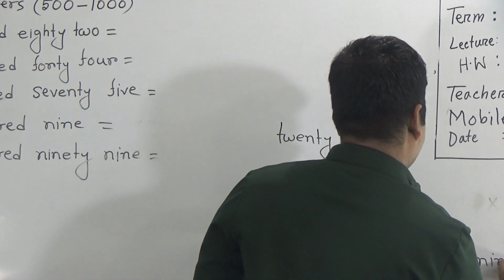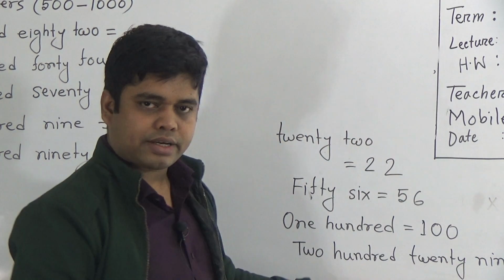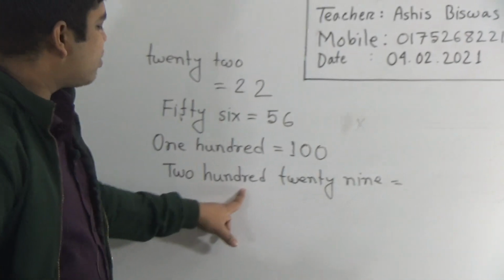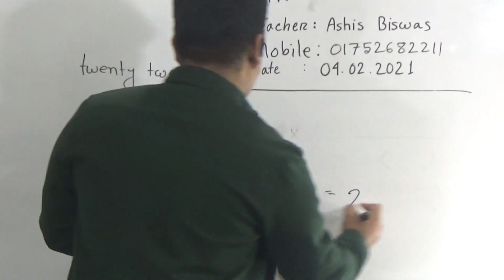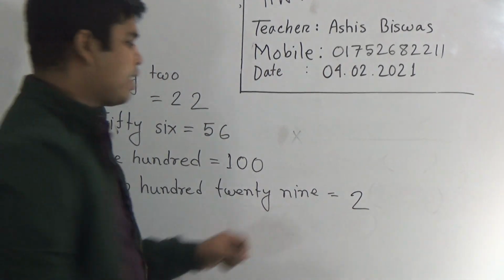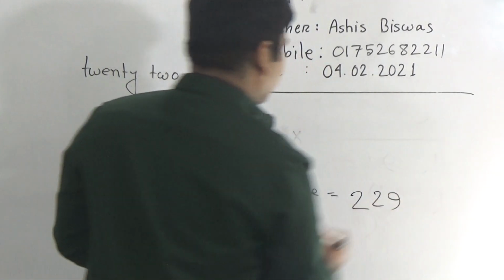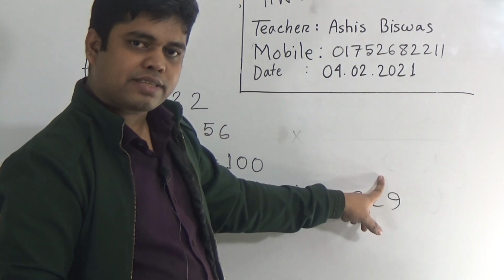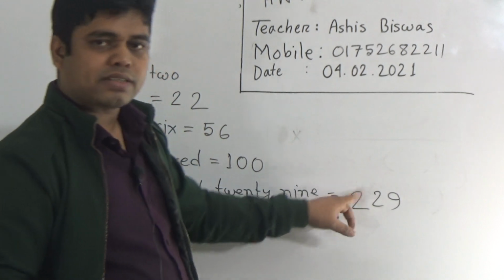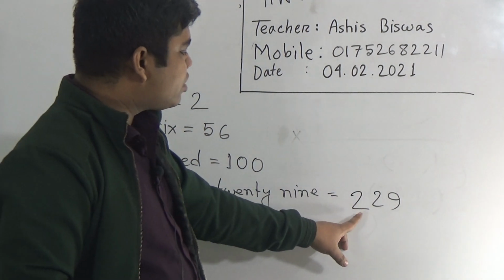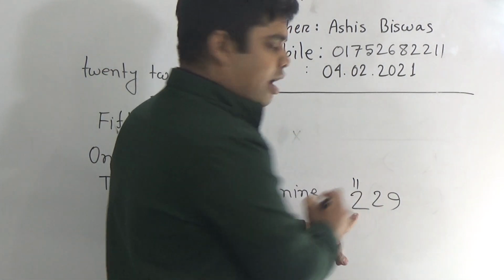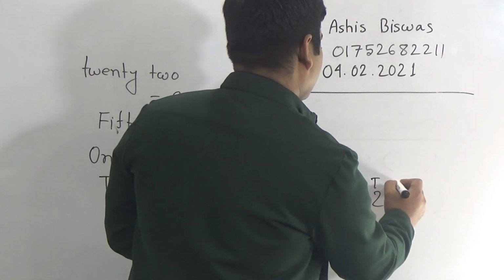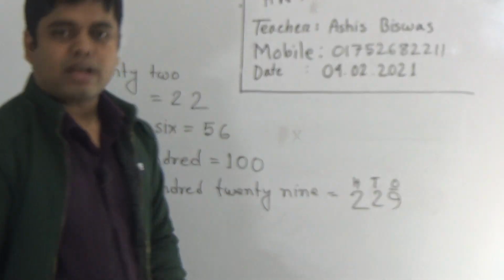Again, if I write 229, my dear students, notice 229. Okay, 200. For this 200, at first I write 2 and then 29. Now I write 29. Notice 9 is in ones place, 2 is in tens place, and 2 is in 100 place. Now we read this number, 229. Okay, I hope you have understood.